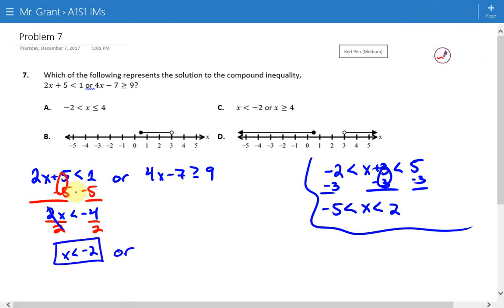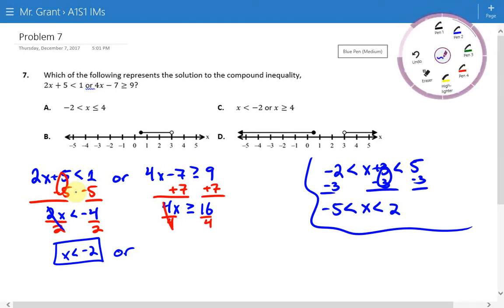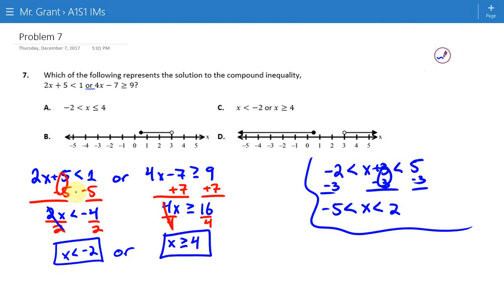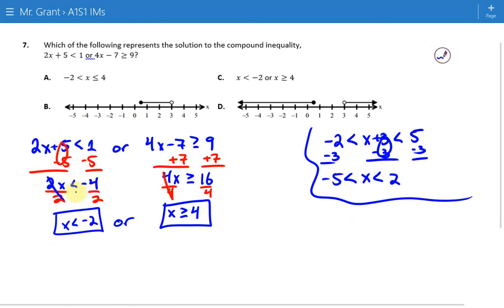The other piece comes from the other part. We need to add 7 to both sides. When we do that, we end up with 4x is greater than or equal to 16. Of course, we still need to isolate x by dividing by 4. And we end up, again, not flipping the inequality sign, no negatives being divided by here, with this. So this tells us x has to be less than -2, or x has to be greater than or equal to 4.